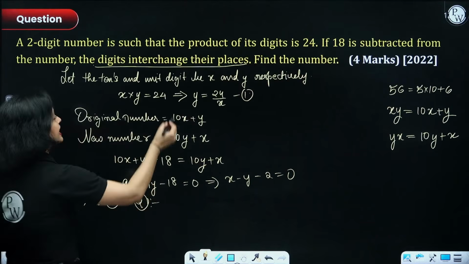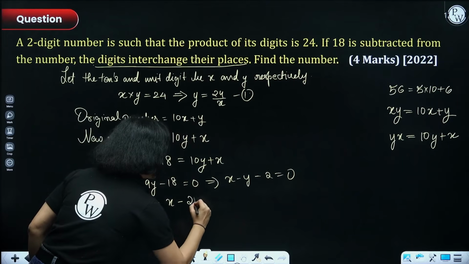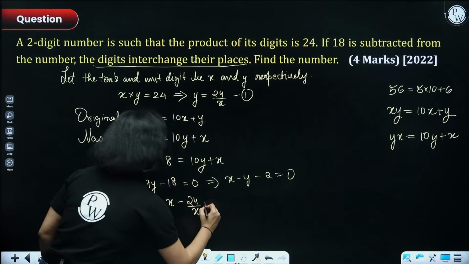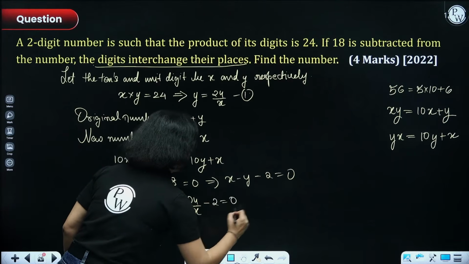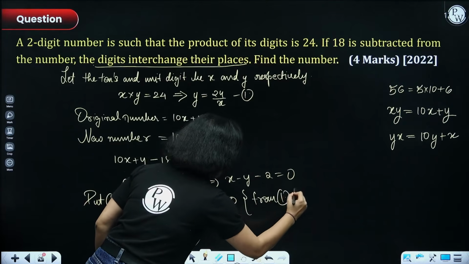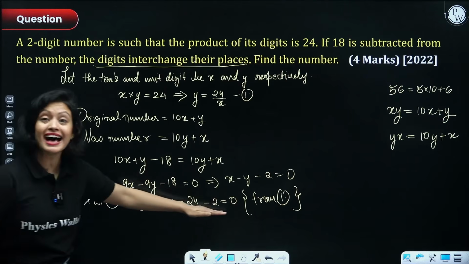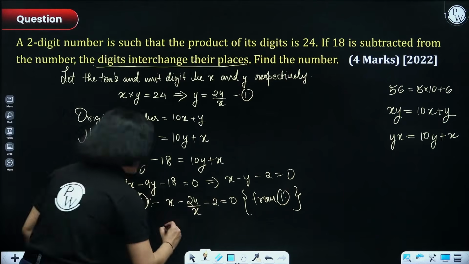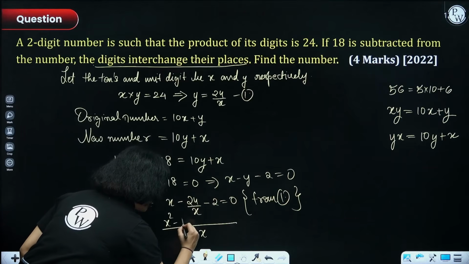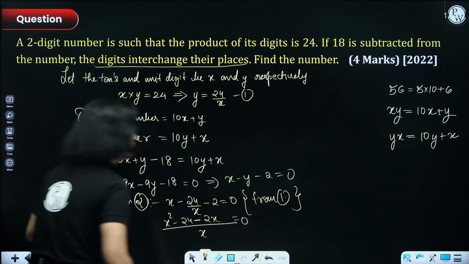So what will you get? x minus 24 by x. In place of y, I'm taking 24 by x. Minus 2 is equal to 0. From 1, write this from 1. Okay, now let's see what equation I am getting. So, what I'll do, I'll take the denominator as x here, in the entire thing. So, when I take the denominator x, here I'll get x square. Here, negative 24 will remain and here we'll have negative 2x. This is equal to 0.